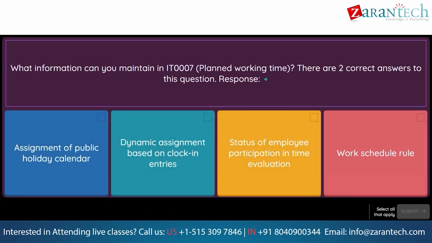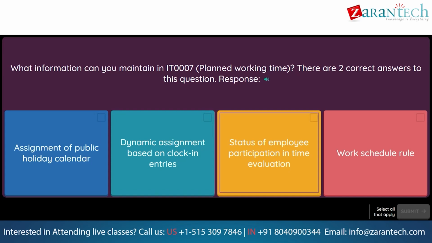Question: what information can you maintain in IT 0007, planned working time? There are 2 correct answers to this question. Response: Option 1 Assignment of public holiday calendar. Option 2 Dynamic assignment based on clock-in entries. Option 3 Status of employee participation in time evaluation. Option 4 Work schedule rule.